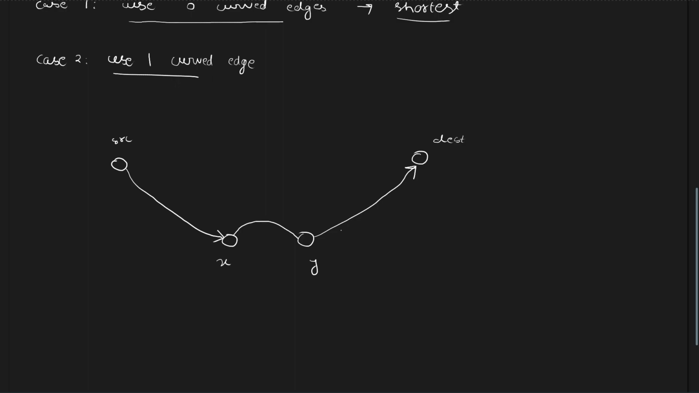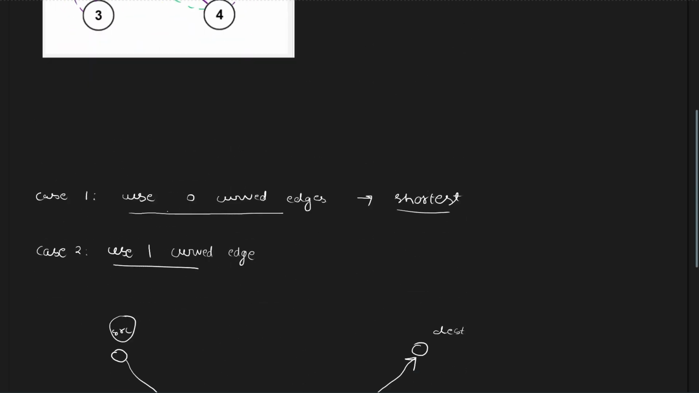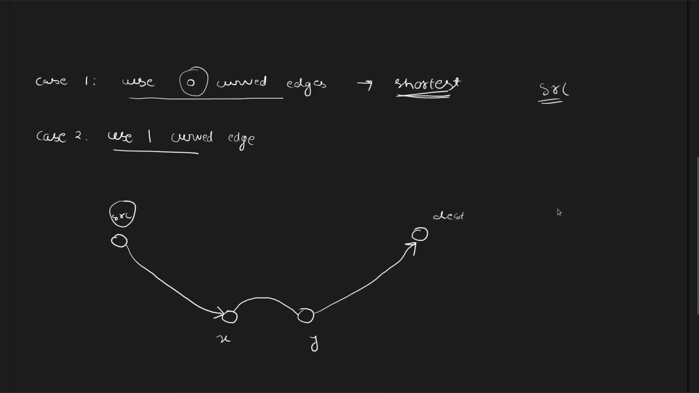How will we find it? Let me just explain. Since we have already computed the single source shortest path for our source, like in the previous example, when using case 1, when we had 0 curved edges, we were finding the single source shortest path starting from the source. So we must also know the shortest path of x from the source. This much we already know.